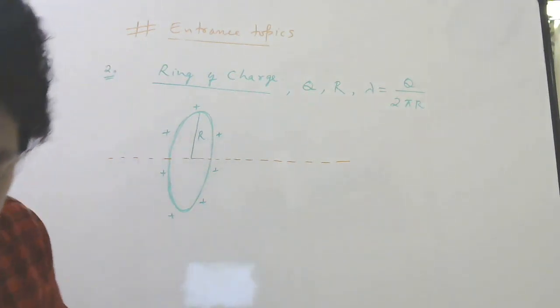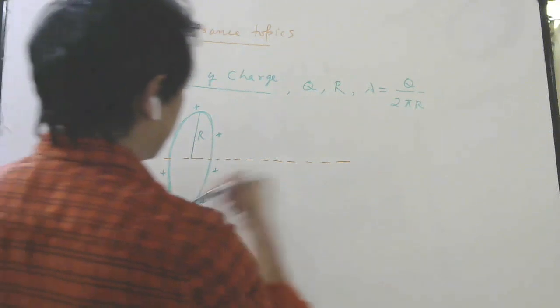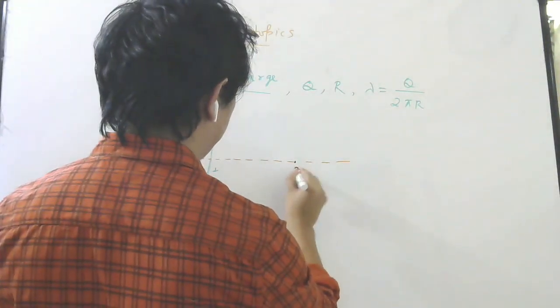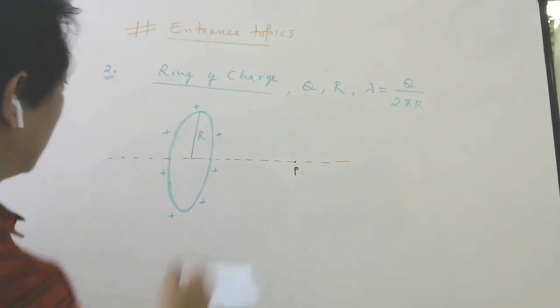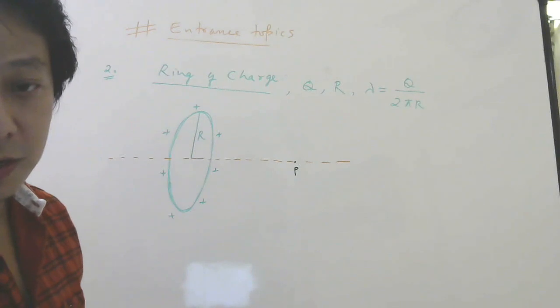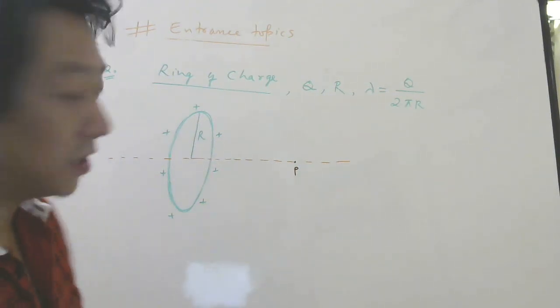So I want the electric field at some point on this line. Let's say this point. P is my observation point. So how to do this? Again, the same trick. This is not a point charge, so you will not be able to find the electric field here by using the formula of a point charge.